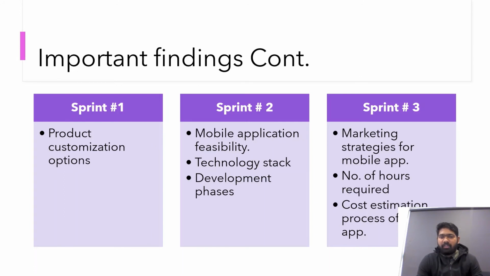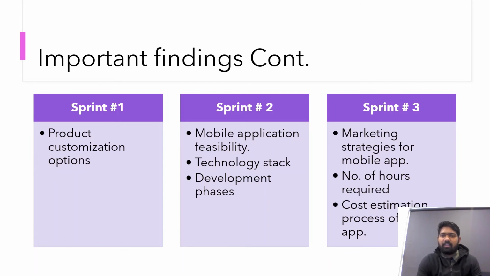When it comes to Sprint 3, marketing strategies, it's about spreading the word through social media, mobile applications, and viewing the social sites. This one can be downloaded through the App Store or Google Play Store.